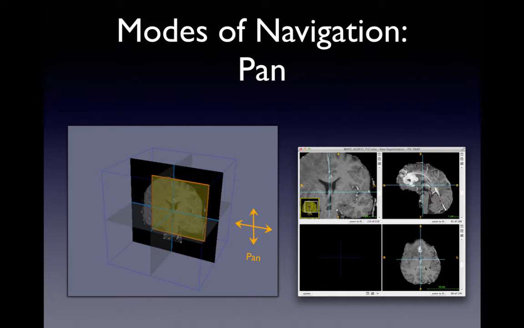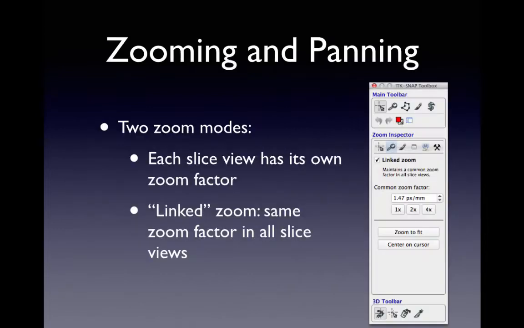That's what we're seeing here. So we really zoomed in on this image, but these images are still being viewed at their original zoom. Sometimes that's useful. Sometimes we prefer to maintain the same zoom level in all three slice views. And we call that linked zoom.